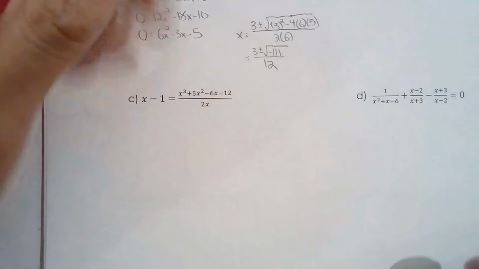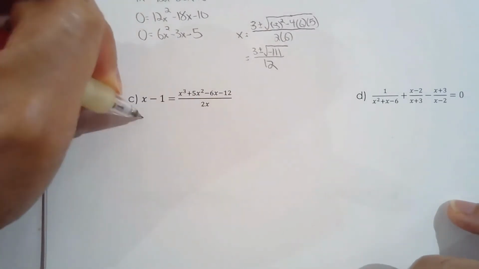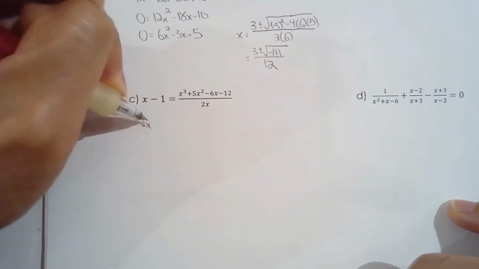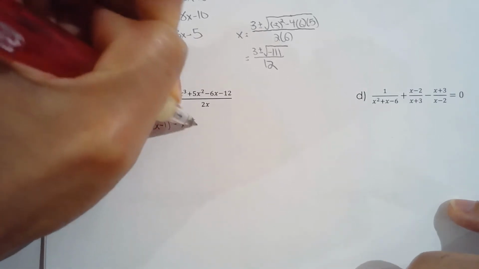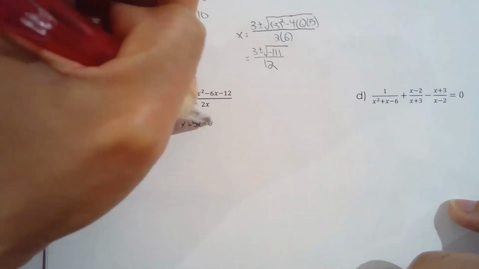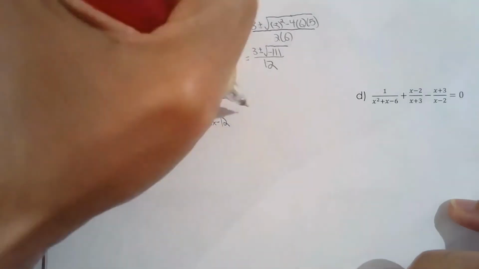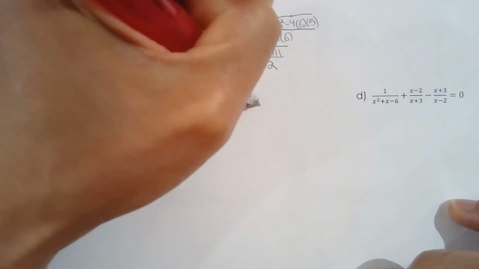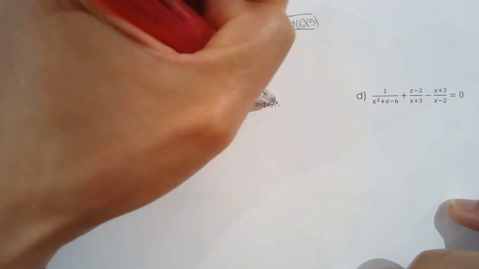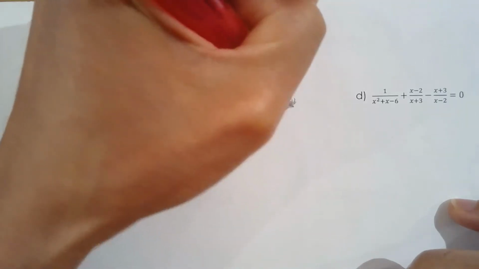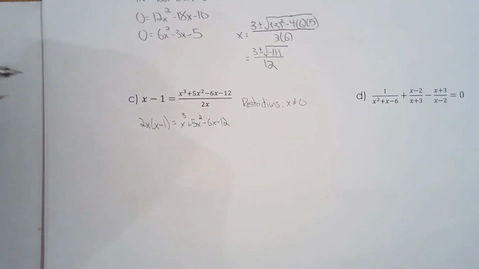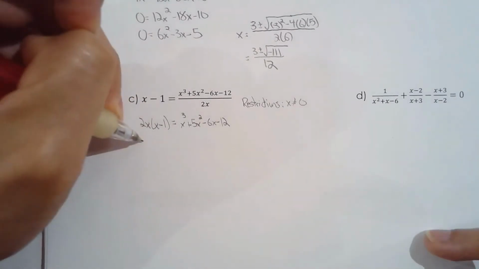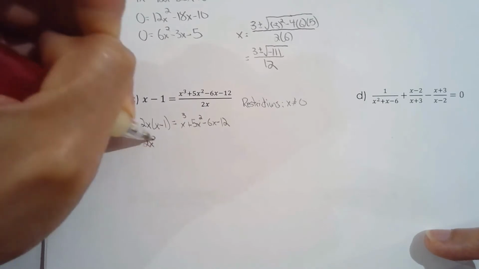All right, multiply both sides by 2x. Great, so that converts my rational equation to a polynomial equation, right? That first step is beautiful. Okay, let's state the restrictions. And another old friend. Oh my goodness.